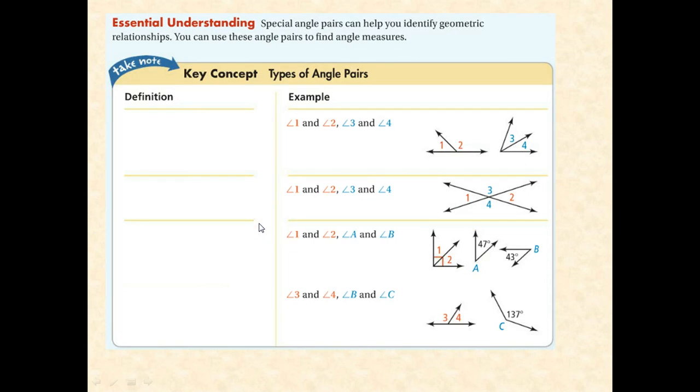Essentially, what you need to understand is that there are special angle pairs that can help you identify geometric relationships. You can use these angle pairs to find angle measures.